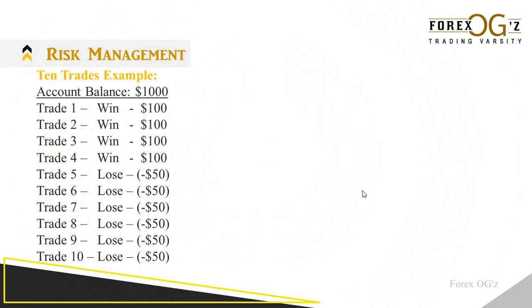Now let's look at an example of that, and we'll be using the 10 trades example. Let's assume that we began trading with a $1,000 account, right? And we placed 10 trades over a certain period of time, right? And of the 10 trades, we only won or profited from the first 4 trades, right? So each trade we made a profit of $100, right?